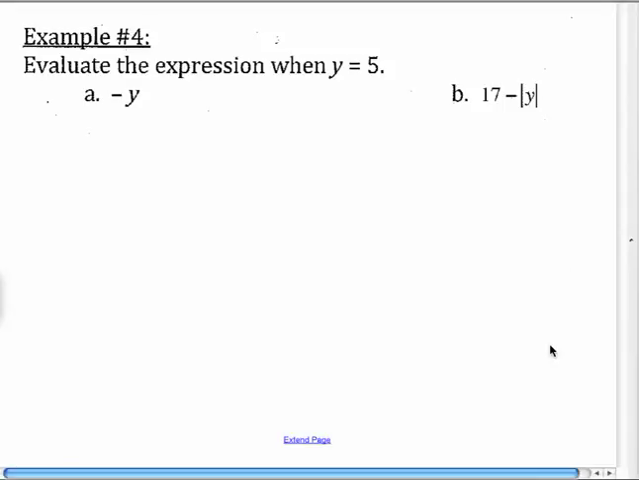Okay, guys, example number 4. Evaluate the expression when y equals 5. What does evaluate mean? Please raise your hand. Somebody tell me, what does it mean? Good. That's what I like to see. Kai, what does evaluate mean?